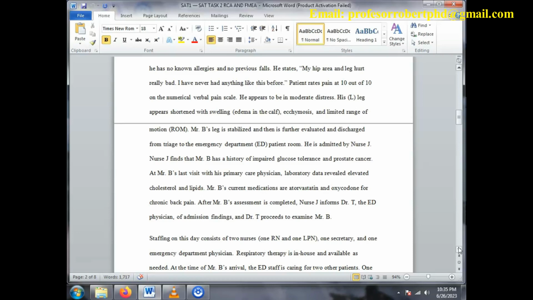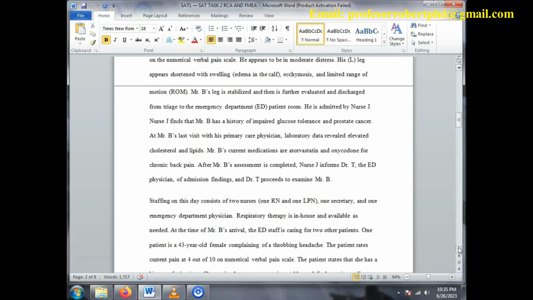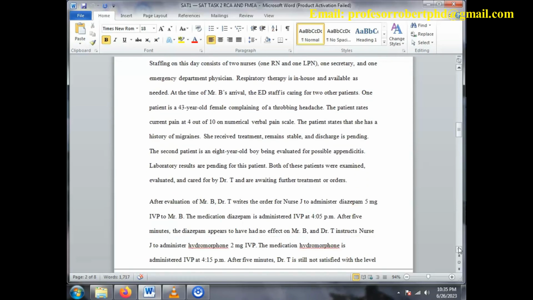After Mr. B's assessment is completed, Nurse J informs Dr. T, the physician, of admission findings, and Dr. T proceeds to examine Mr. B. Staffing on this day consists of 2 nurses, 1 RN and 1 LPN, 1 secretary, and 1 emergency department physician. Respiratory therapy is in-house and available as needed. At the time of Mr. B's arrival, the staff is caring for 2 other patients.